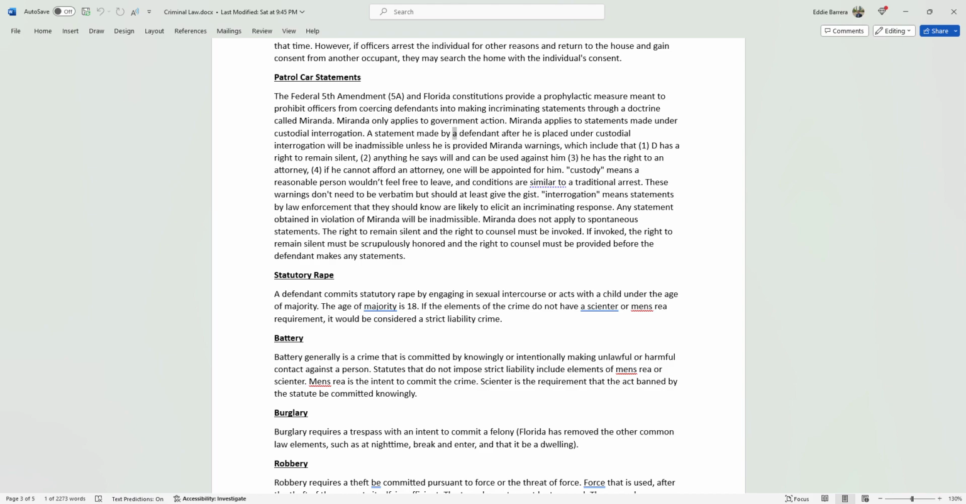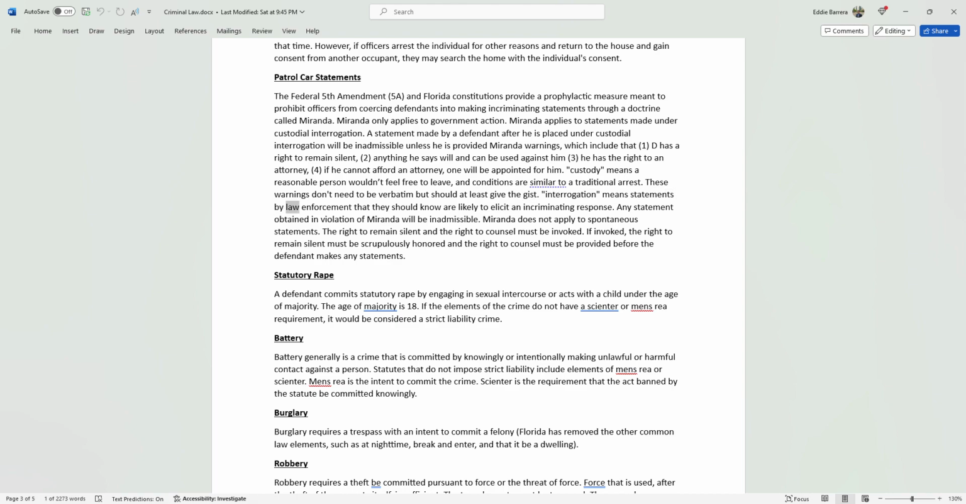A statement made by a defendant after he is placed under custodial interrogation will be inadmissible unless he has been provided Miranda warnings, which include that 1. D has a right to remain silent, 2. Anything he says can and will be used against him, 3. He has the right to an attorney, 4. If he cannot afford an attorney, one will be appointed for him. Custody means a reasonable person wouldn't feel free to leave, and conditions are similar to a traditional arrest. These warnings don't need to be verbatim but should at least give the gist.